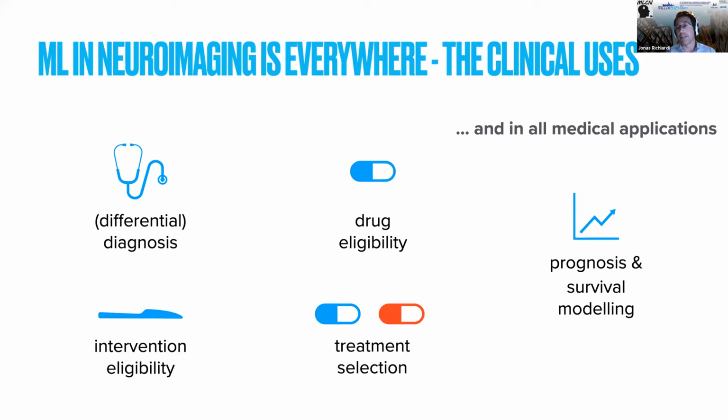Drug eligibility, just very recently, now you have this Aduhelm drug for Alzheimer's that's been approved. It relies on excluding amyloid-related imaging abnormalities. This is exactly the kind of thing that you could do with deep learning. Also for follow-up of drug effects. Treatment selection is also something, especially I believe in neuropsychiatry, where we will see more and more of these. And of course, prognosis and survival modeling. So all of these techniques are spilling over from cancer and coming into brain imaging.